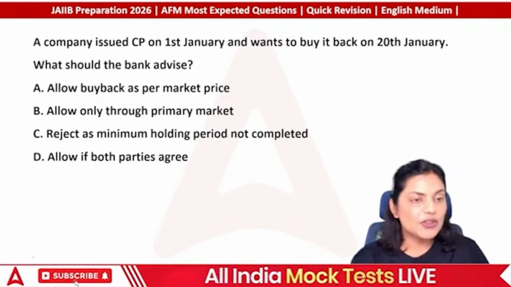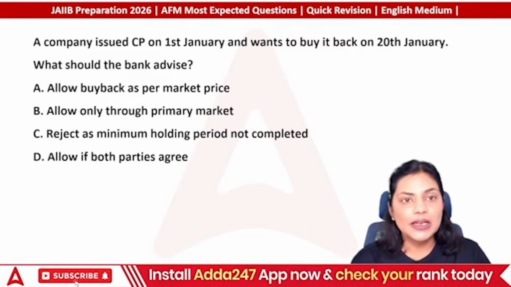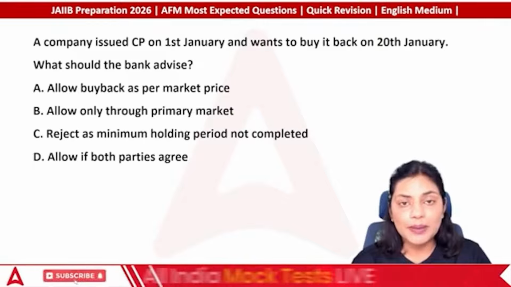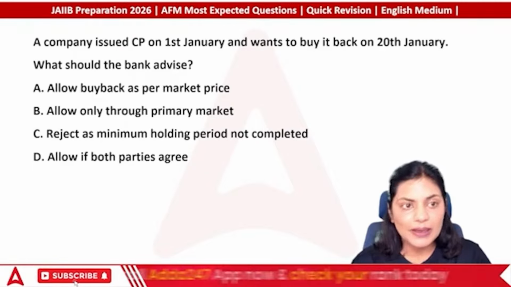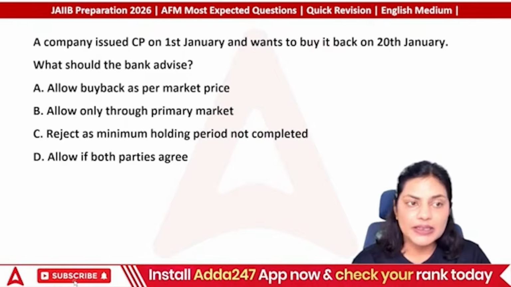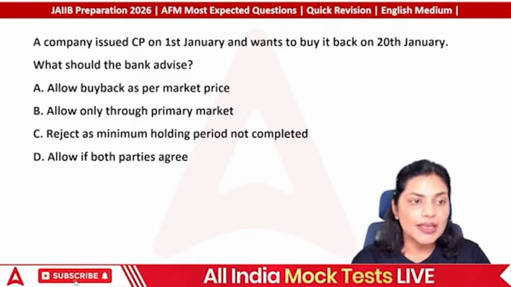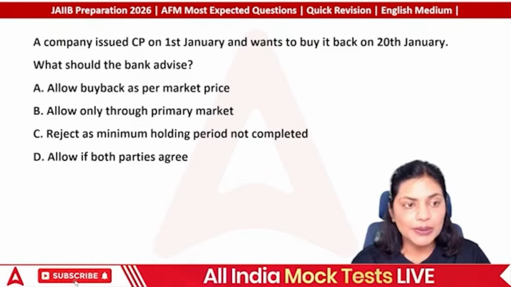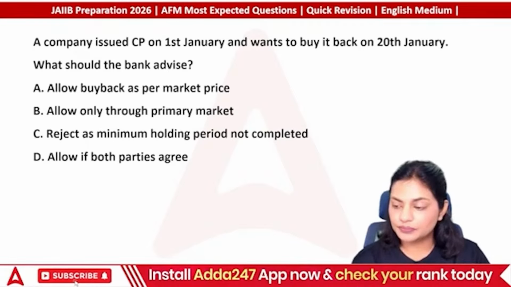The first question says a company has issued commercial paper on 1st of January and wants to buy it back on 20th January. What should bank advise? Bank should allow buyback as per the market advice, allow only through primary market, reject as minimum holding period is not completed, allow if both the parties agree. What do you think would be the right answer?